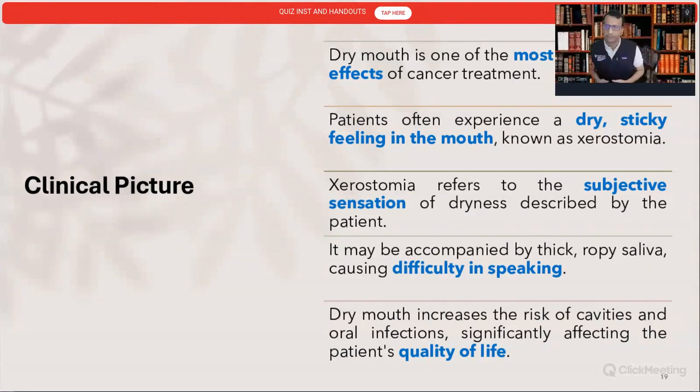As we discussed in the clinical picture, it's one of the most common side effects. The patient often experiences a dry, sticky feeling in the mouth all day, and it's a subjective sensation. Sometimes it's very difficult for a patient to describe how bad the situation is unless we are able to monitor the salivary flow and categorize what level of xerostomia the patient is having. Sometimes it's described as ropey saliva, and there is even difficulty in speaking. Altogether it influences the quality of life, because you can't speak, you can't eat food. It will affect your swallowing, your digestion, and your enzymes in the oral cavity, and altogether it's a miserable situation if you are dealing with such severe xerostomia.